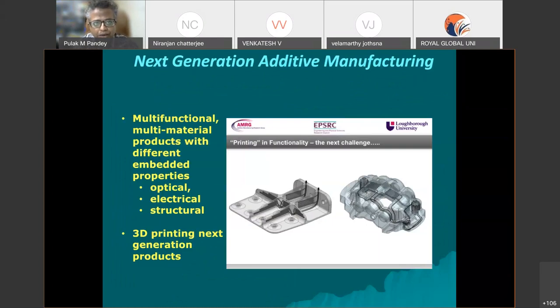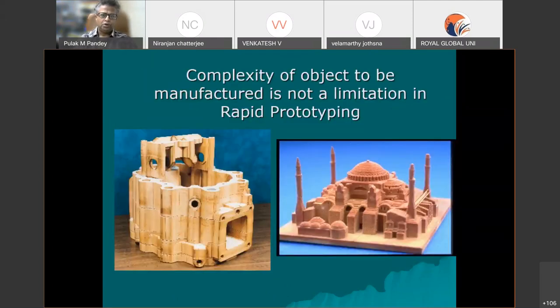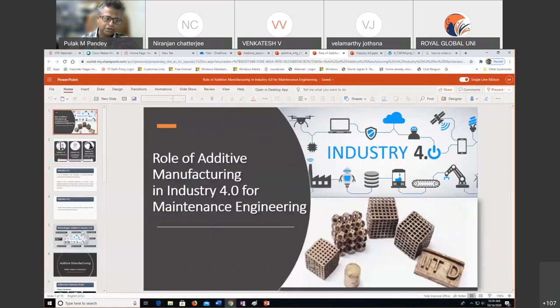So here is the next generation AM. What is the next generation AM? That we try to create smart components. These smart components are embedded with various sensors, and you are able to get these things done through additive manufacturing. So geometrical complexity is not a limitation in case of additive manufacturing. Now let me come back to various distinctive features of additive manufacturing.